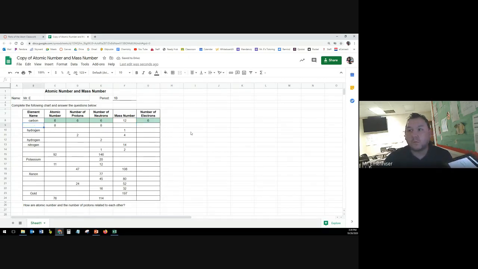Okay, the second one, the element name is missing, but we have the atomic number here. So this is going to be like a puzzle, and you really got to get creative on solving these. And I hope that y'all have fun doing these as much as possible.